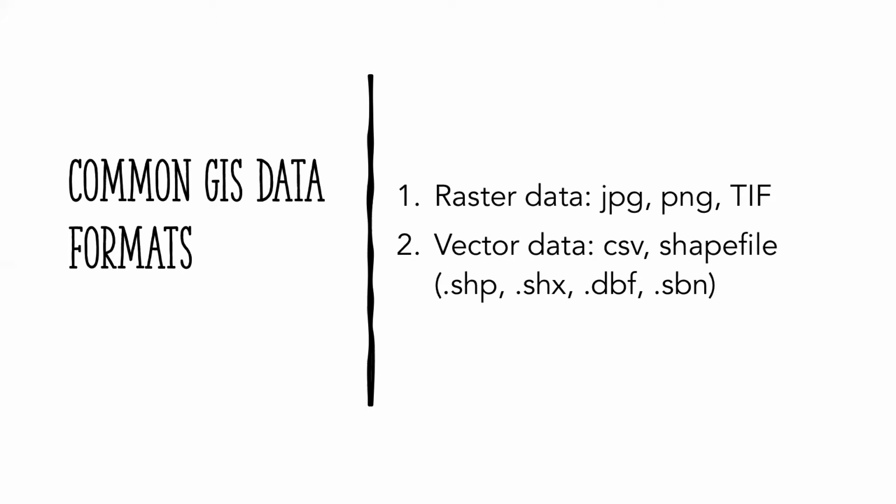Another vector format is a shapefile, which is an important format in GIS. Shapefiles usually come as a zipped folder with multiple files that each provide specific information. It is important that you keep these files together. We will be working with these files later in the technical portion.